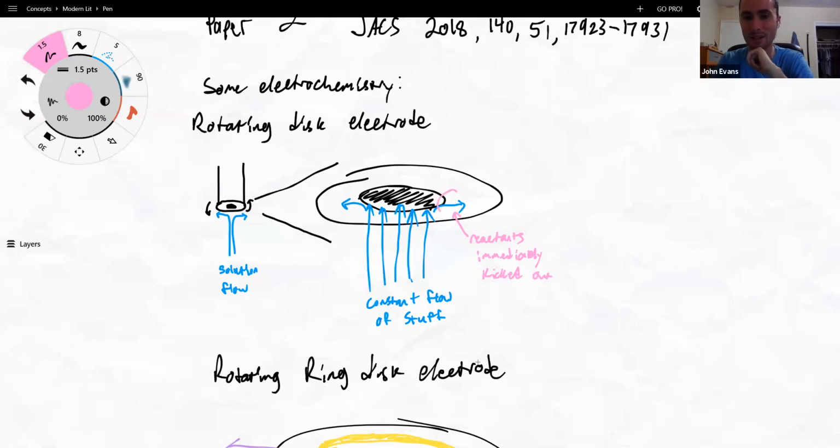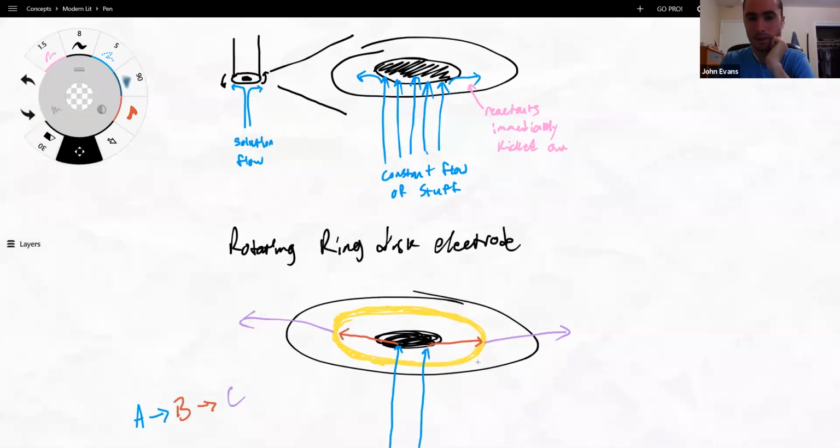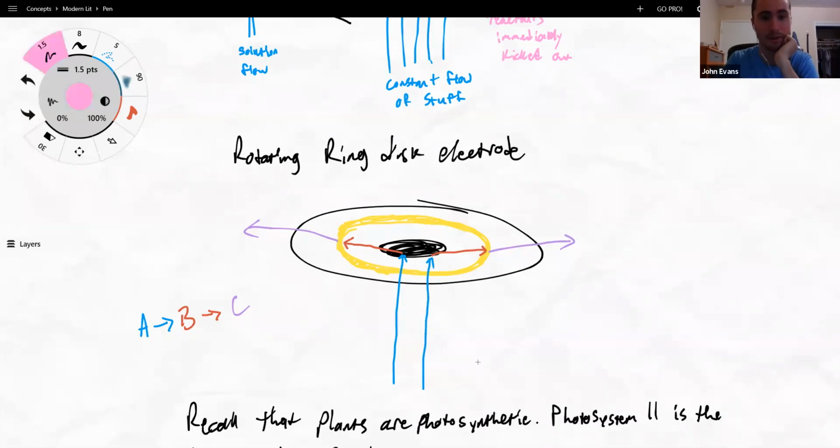And if you're interested in what's going on over here, there's nothing you can do about it. You kicked it out of your system as a payment for having really, really good mass transport. By the way, mass transport is just getting stuff to the electrode so you can actually do experiments. But they use a rotating ring disc electrode. So there's two electrodes here now. There's the same disc in the middle like we had before, but now we have a ring around the outside. And that ring allows us to examine the products. So you can imagine if we have a chemical system that goes from A to B to C, we have the A that comes in, reacts with our disc electrode, gets kicked out, but then we can catch it with the ring electrode and do chemistry there before kicking out C.